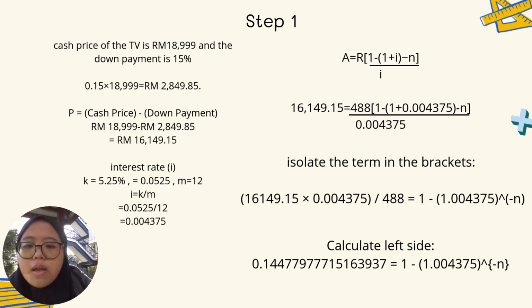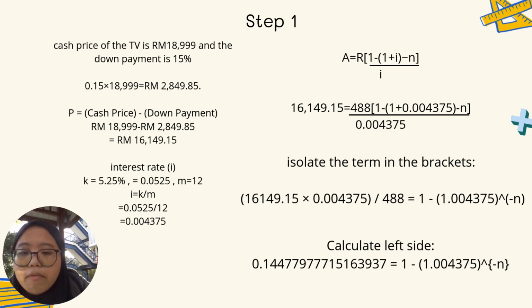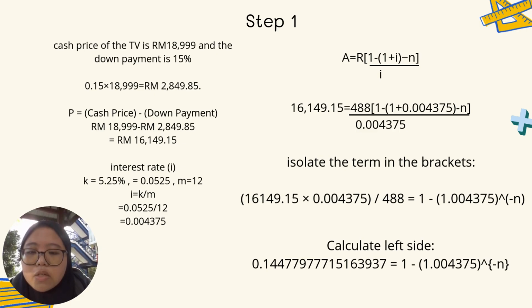Next, the interest rate K is 5.25%, and so it becomes 0.0525, and m is 12. So to get I, K divided by m, 0.0525 divided by 12, and the answer that we will get is 0.004375. So the formula that we will use is A equals R in bracket 1 minus in bracket 1 plus I, power of negative n, divided by I.